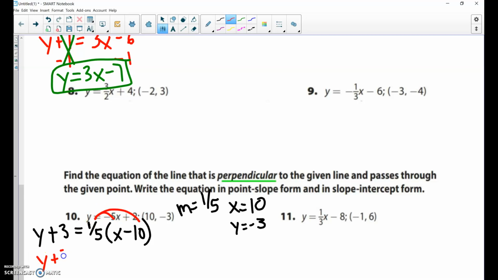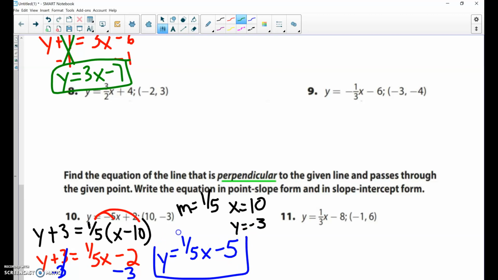So y plus 3, 1/5 times x is 1/5 x. 1/5 times -10 is a -2. And then our last step here, it's a +3. So I'm going to do the opposite operation. I'm going to subtract 3. So then our final answer, y equals 1/5 x. And then -2 minus 3 is a -5.